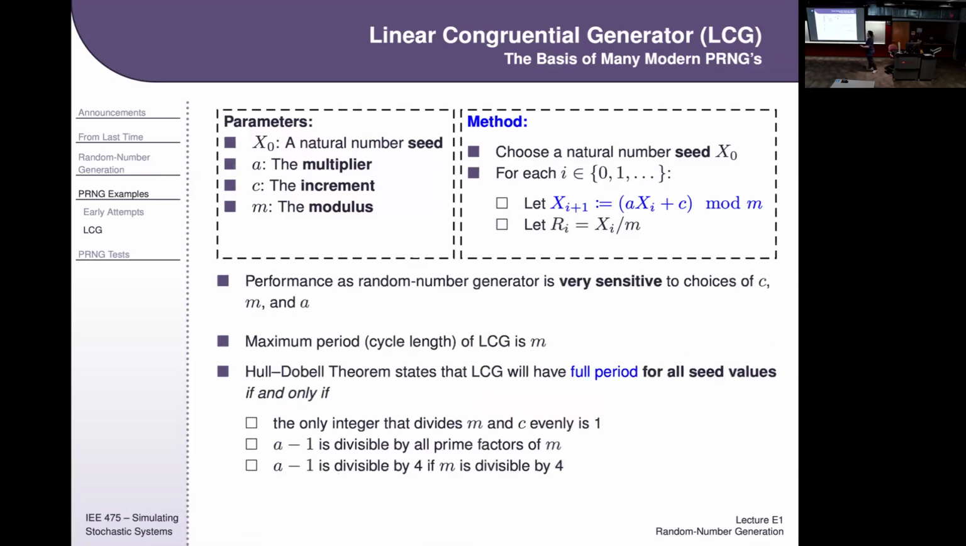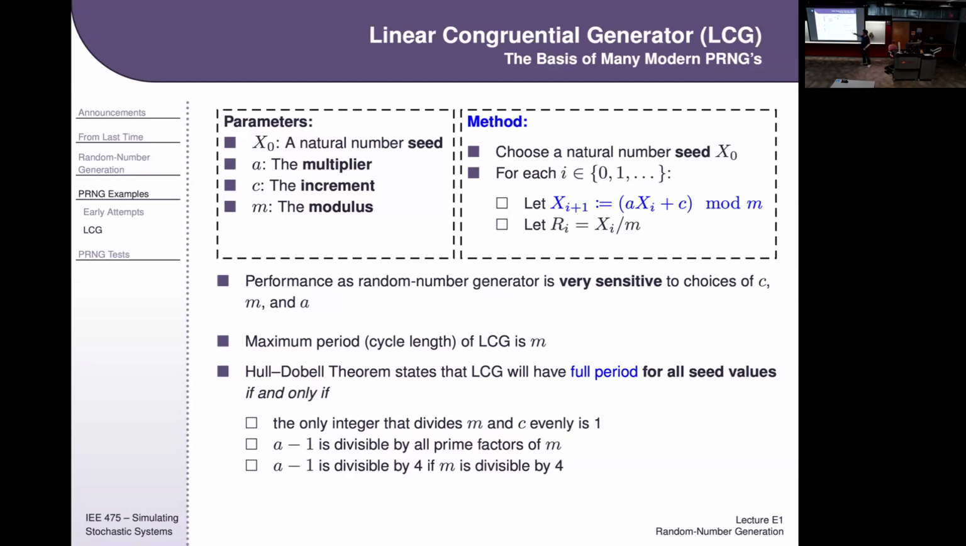All right, so what are the nice things about, what are the properties of the LCG? The maximum cycle length is the modulus. So if the modulus is small, the cycle length is small. That can be a downside, because a lot of times we don't want the modulus to be gigantic.